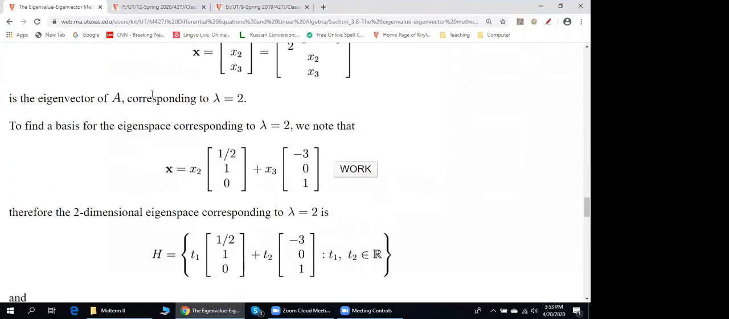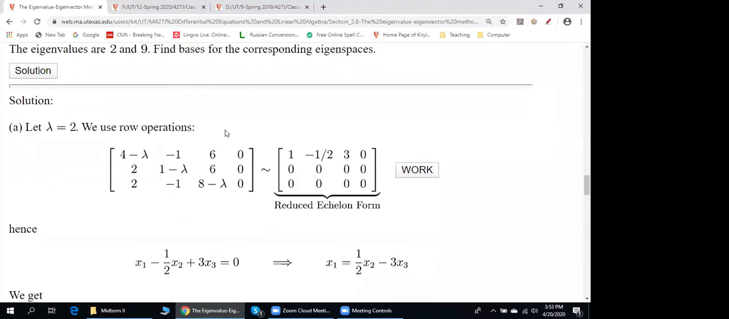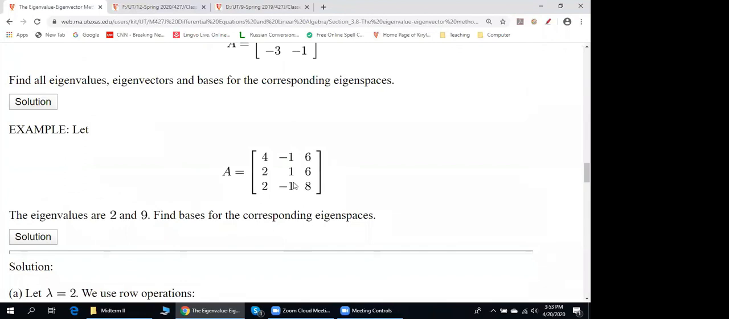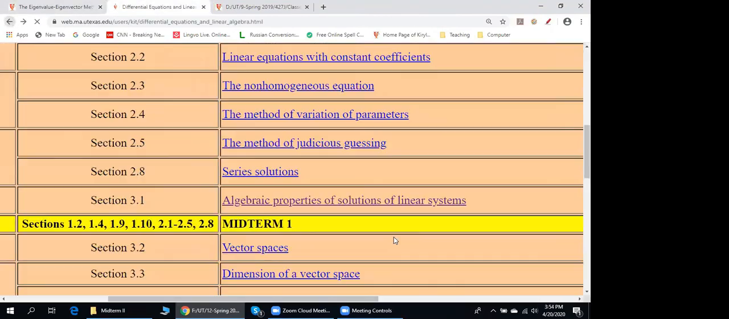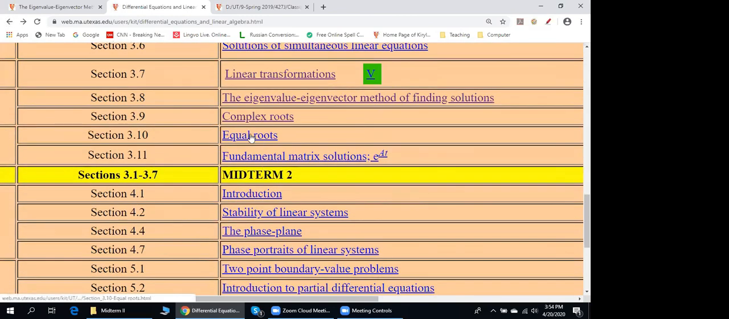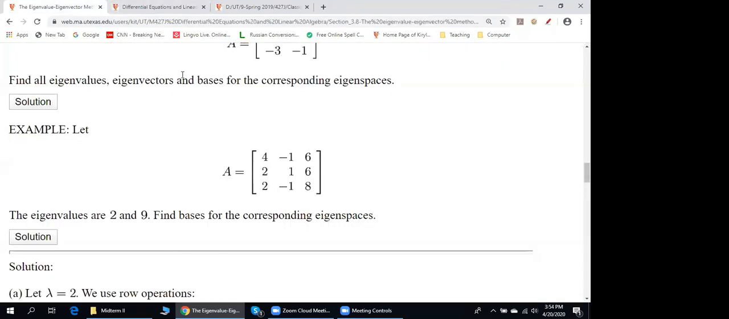However, sometimes we have, say, a 3x3 system, only 2 distinct eigenvalues, and for each eigenvalue, the dimension of the corresponding eigenspace is only 1. This case will be discussed in section 3.10. Was that a question? Yes.